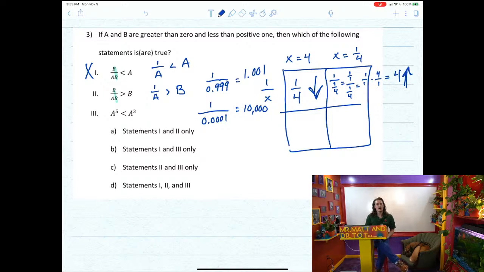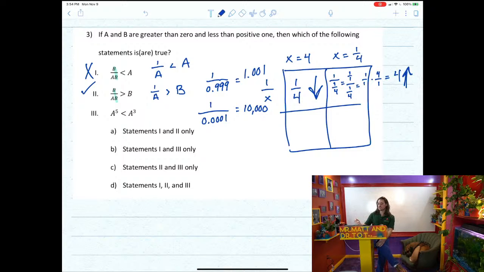When you divide by a smaller and smaller number in between 0 and 1, your result is going to be very large. When you divide by a relatively large number between 0 and 1, meaning closer to 1, your value is still going to be greater than 1. So it has to be greater than b, meaning statement 2 is true, because b has to be between 0 and 1 by definition. And then we have statement 3.